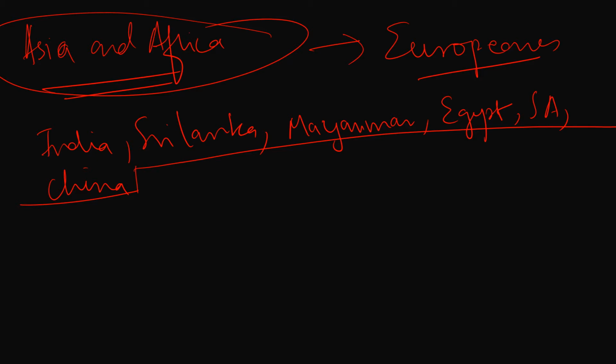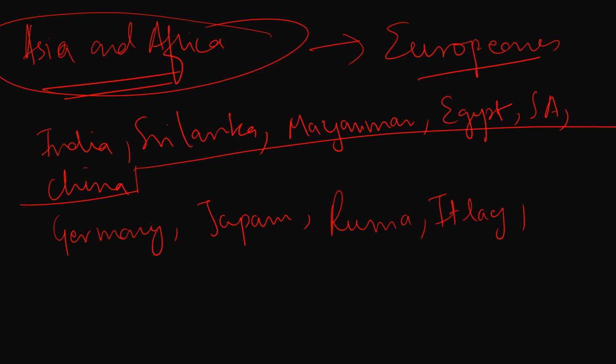Now, apart from Britain, we know that Britain was one country which had the maximum number of colonies. But besides Britain, there were Germany, then Japan, quite surprising, a very small nation, and it was an imperialist state. Then Russia, Italy. These are the countries which were involved in imperialism, right? So this was a small introduction to what is imperialism and which countries were involved in imperialism.